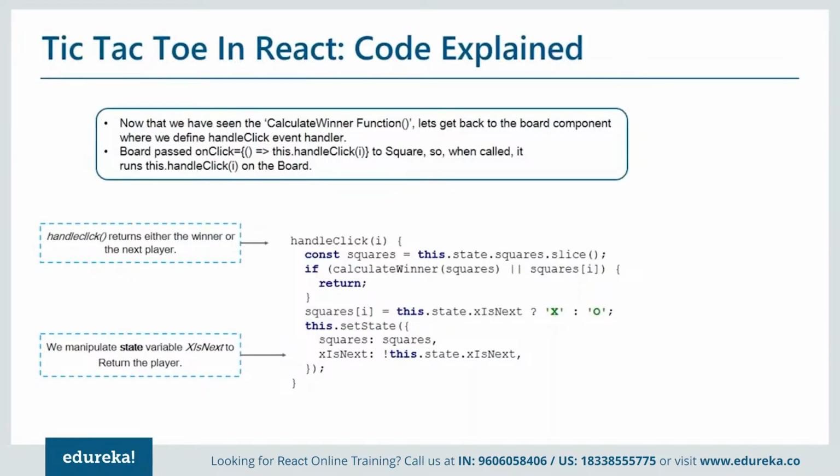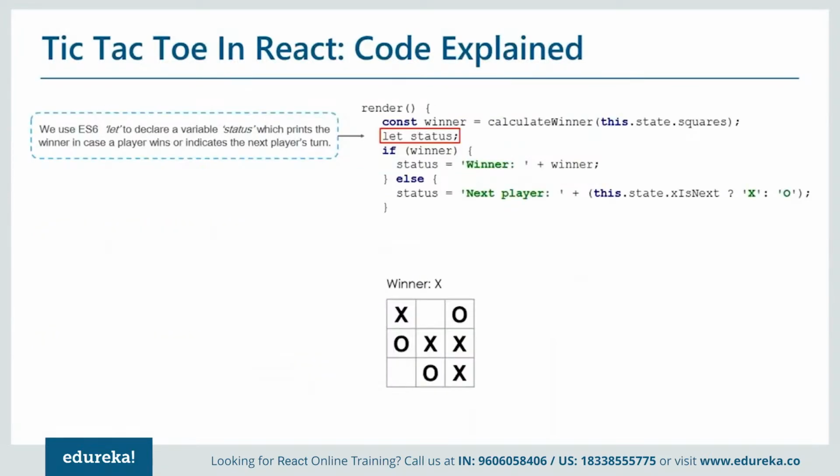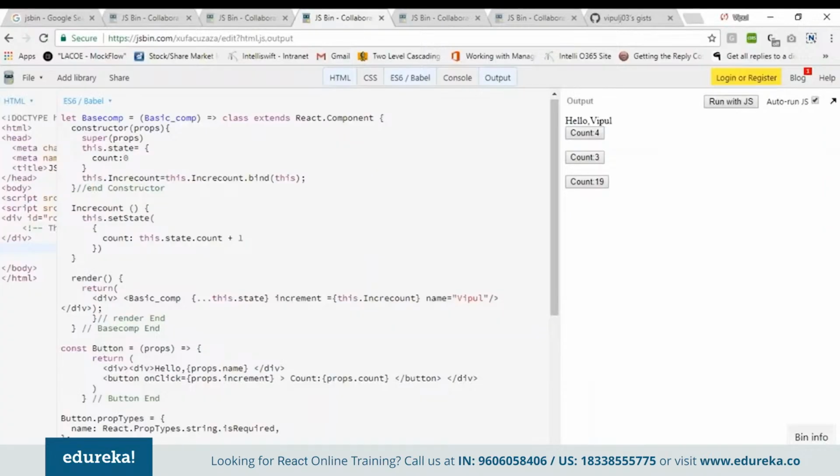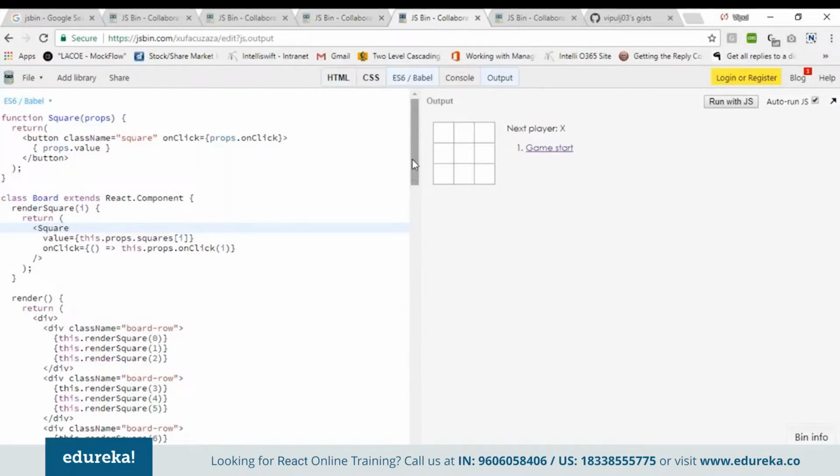Then we have the handleClick function, where we manipulate the state variable. Finally we use ES6 let to declare a variable status. Let status prints the winner in case a player wins, or indicates the next player's turn. And finally, inside the board render function, we will be returning 9 squares using the renderSquare method. See this from a demo perspective, then we will have a better understanding of how it is working.